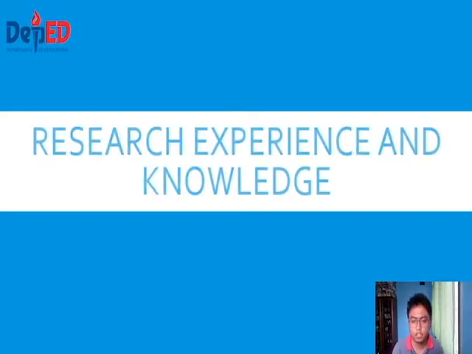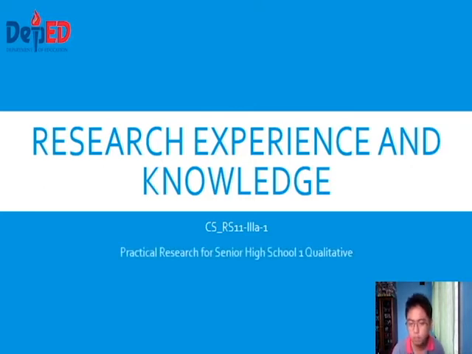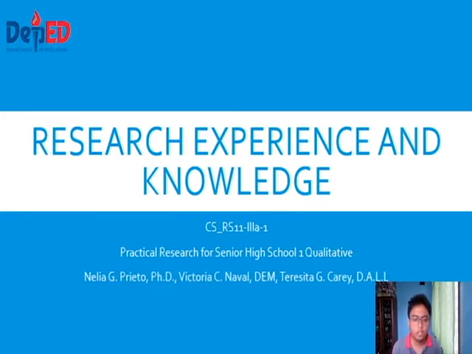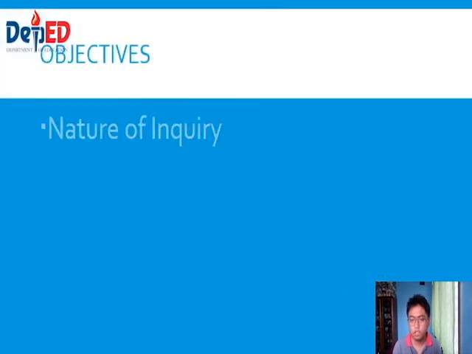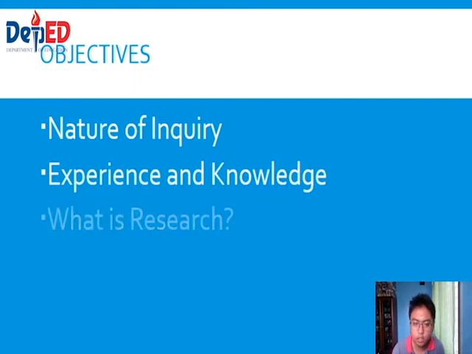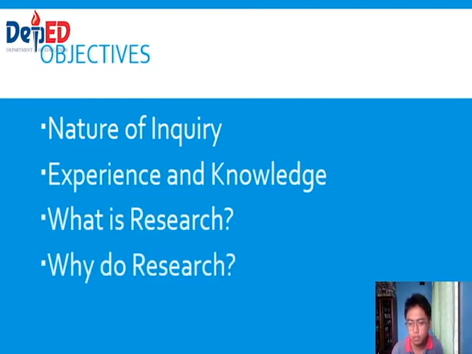Okay, for today we're going to discuss research, experience, and knowledge. So the learning competency code is here, and I'm going to use a book entitled Practical Research for Senior High School 1 Qualitative by Dr. Nelia G. Prieto, Dr. Victoria C. Naval, and Dr. Teresita G. Harry. So the objectives of the lesson for today are as follows: nature of inquiry, experience and knowledge, what is research, and why do research.